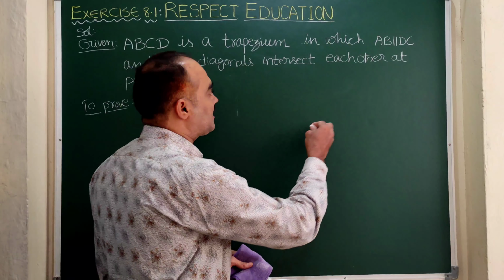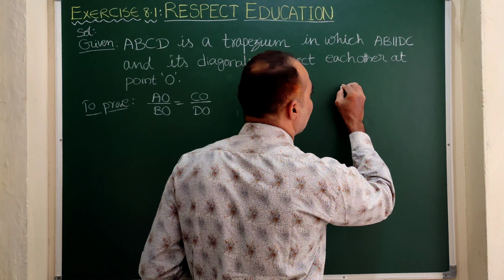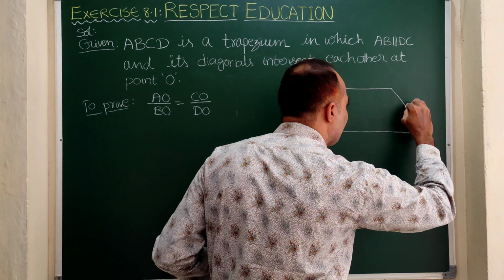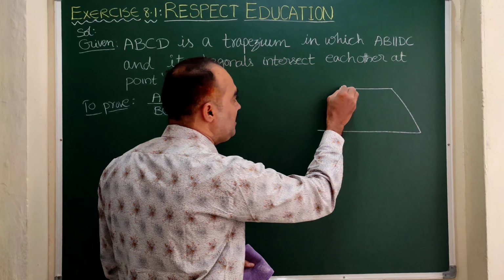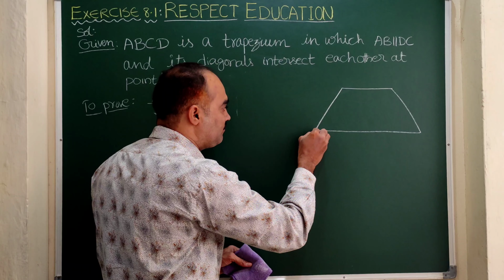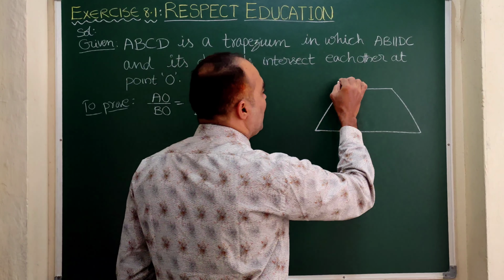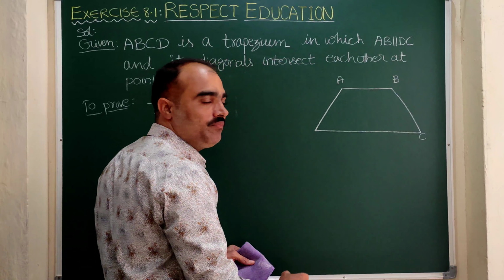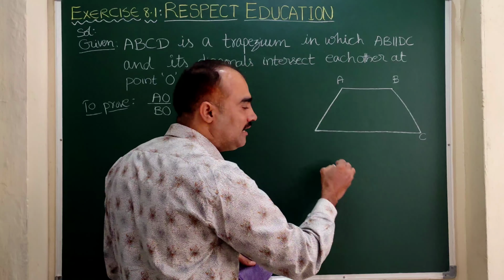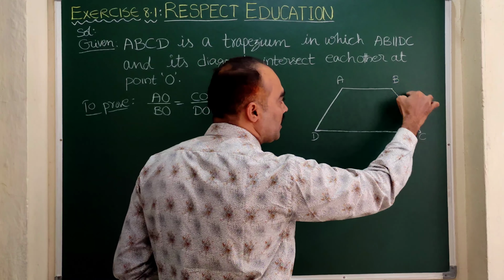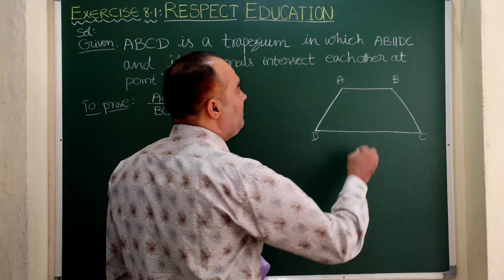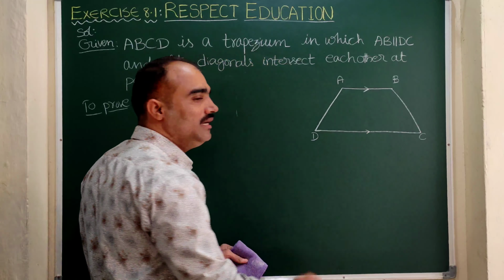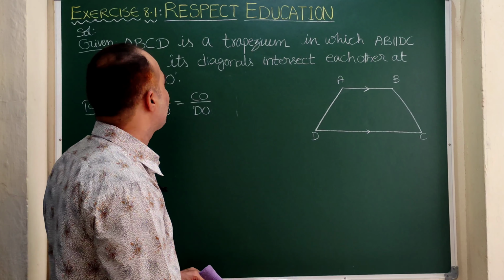Now let us draw a suitable diagram for this. Given ABCD is a trapezium. As you know, trapezium has a pair of parallel sides. So let us label it as AB, here C should come. So C is to be written here. Then D, we need to follow an order A, B, C, D. In which given AB and DC both are parallel. So these arrow marks indicate that they are parallel.